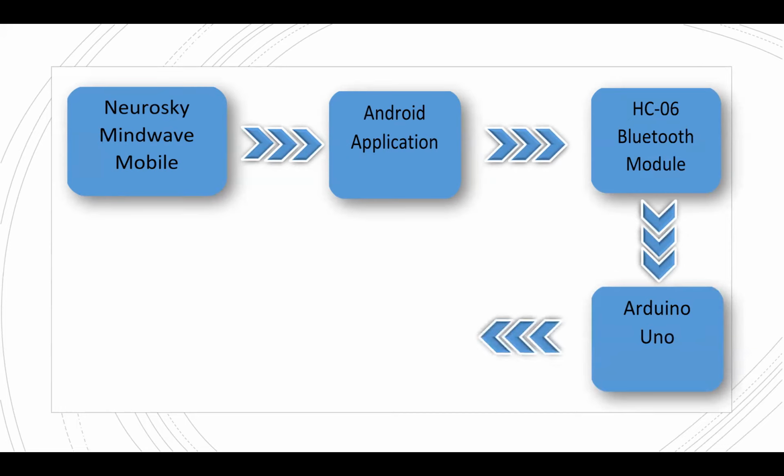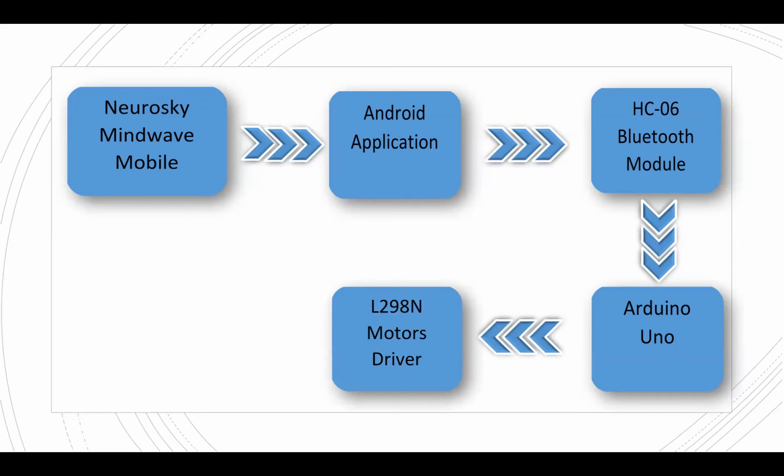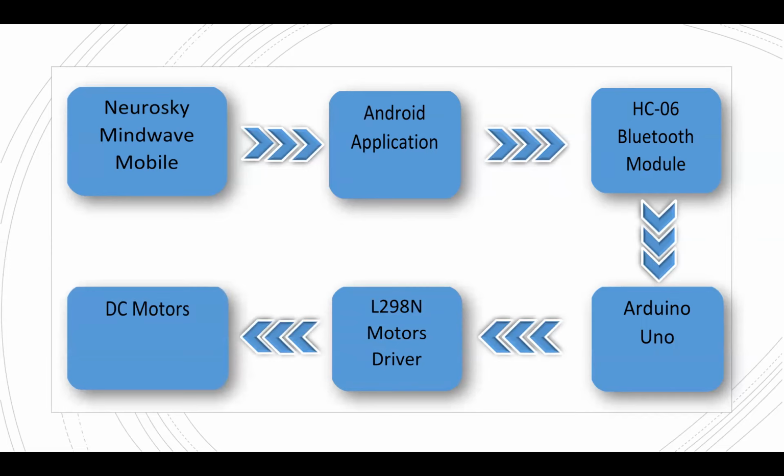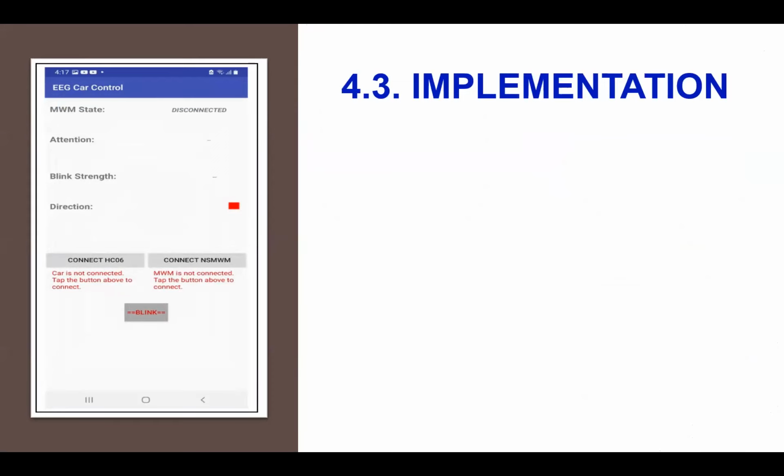The Arduino Uno reads this signal and determines which direction the user wants, and sends it to the L298N motor driver. This device sends the electrical signal to the DC motors, and the DC motors convert it to movement. Open the application, and this interface appears.